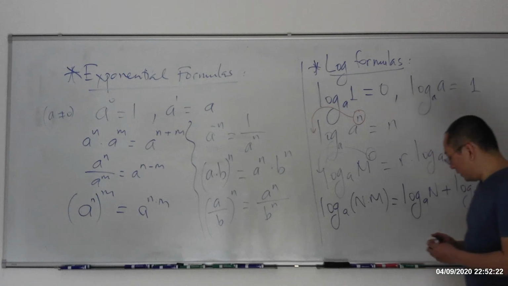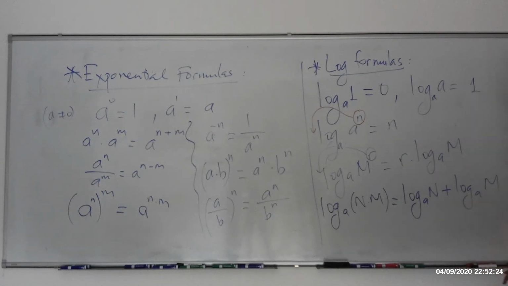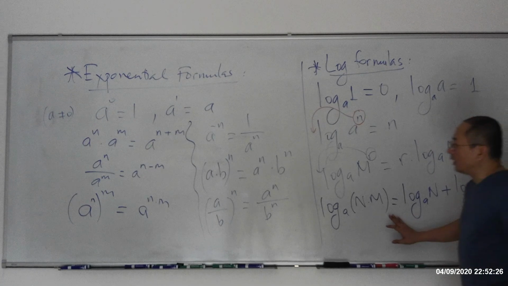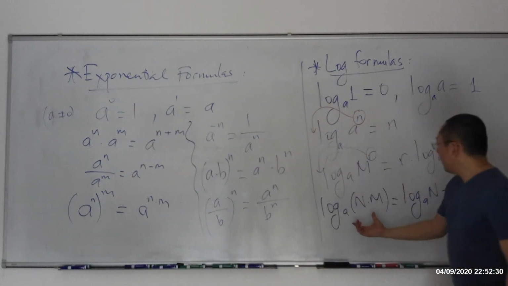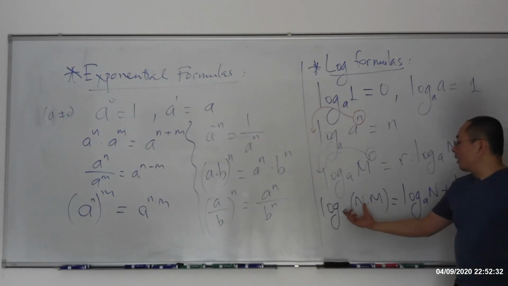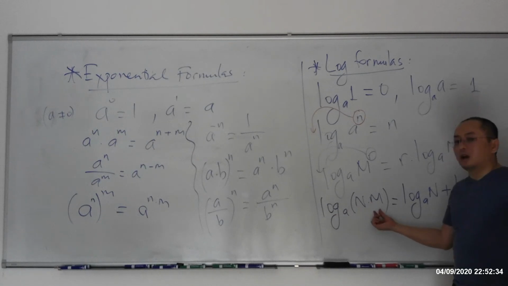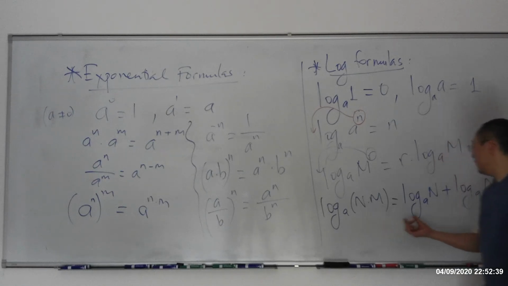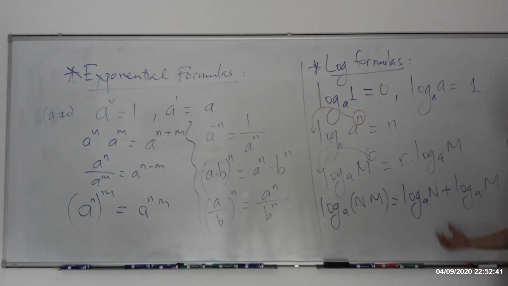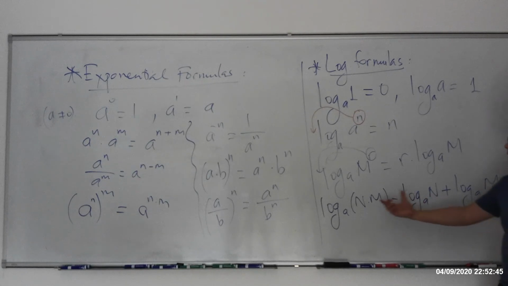Where does this formula come from? That's really the inverse of the one right here that you see. See, what we say is right here. You want to look for the exponent of the product of two numbers, and what is it? It is equal to the exponent of the first number plus the exponent of the second number. So the exponent of the product is equal to the sum of two exponents.